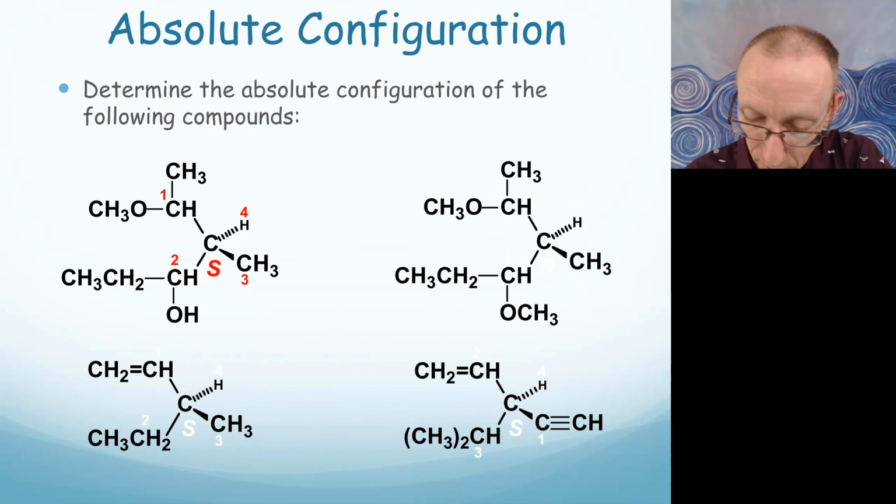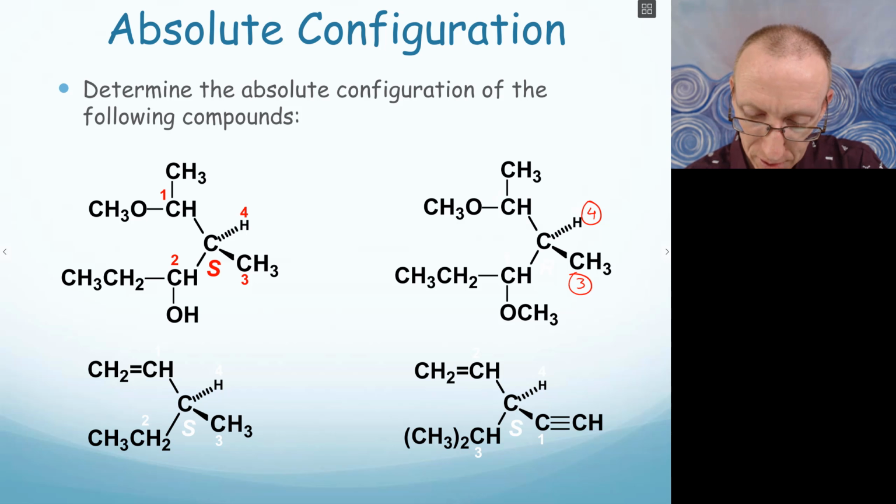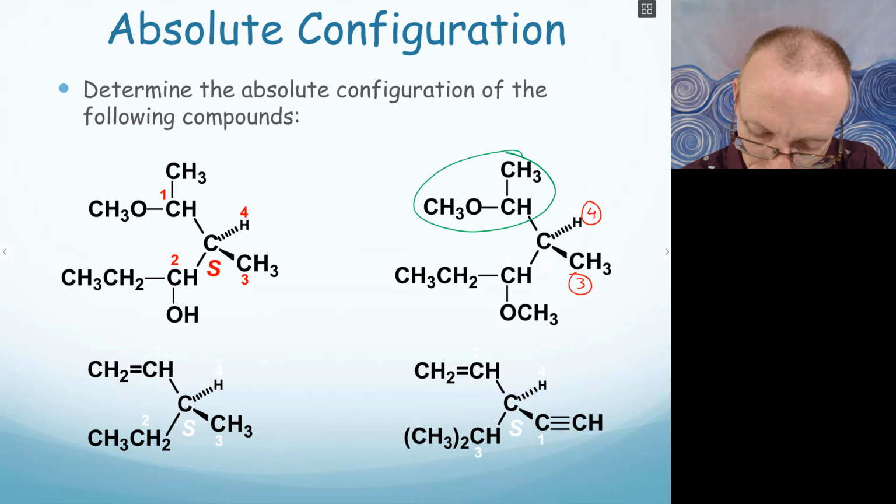Okay, so let's go to the next one here. We've got the lowest priority group is the hydrogen, 4. Next lowest is the methyl group, 3. And then we've got these, it's very similar to before, but we've got 2 carbons versus each other. Further out along the chain, we've got on this side, we go from carbon to an oxygen, a carbon, and a hydrogen. And then from the oxygen, we go to a carbon.